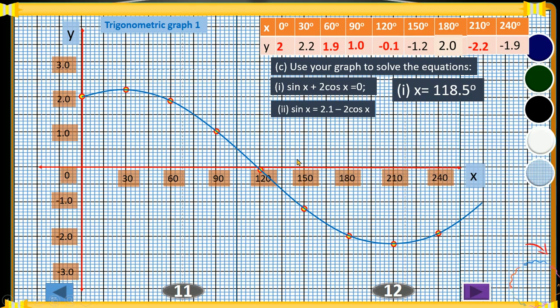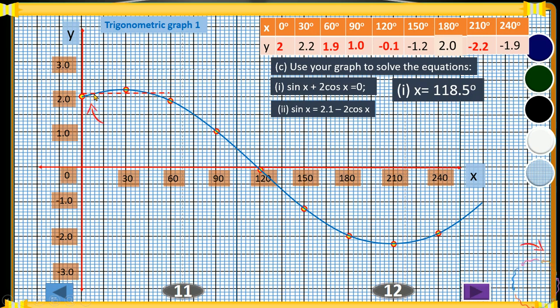And therefore, to answer this question, we are going to look for the point where y is equal to 2.1. Y is 2 at this point. Y is 2.2 at this point. So we draw a horizontal line, the broken line. And that crosses the blue curve at this point and also at this point. So now we're going to find the value of x at this point.